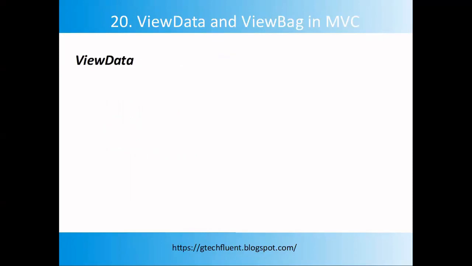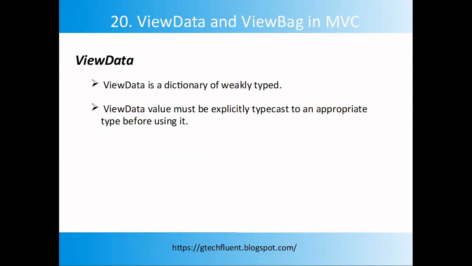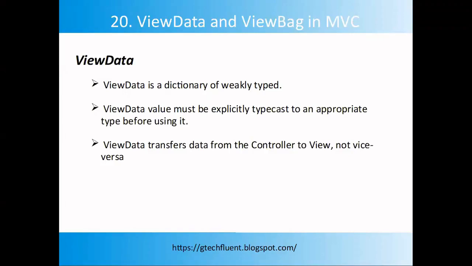ViewData is an MVC dictionary, a weakly typed object which is derived from the ViewDataDictionary class. ViewData values must be explicitly cast to the data type that you are expecting. But if you are accessing a string value, then you don't need to cast the value. ViewData only transfers data from the controller action to the view, but it does not work vice versa. ViewData is only valid for the current request.